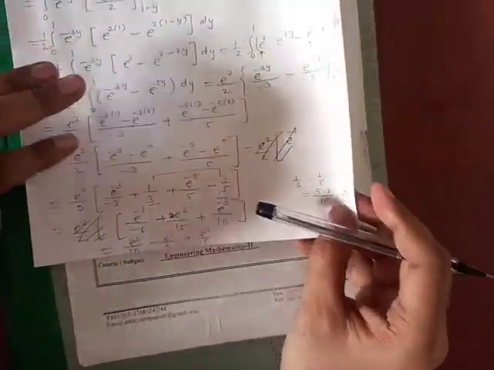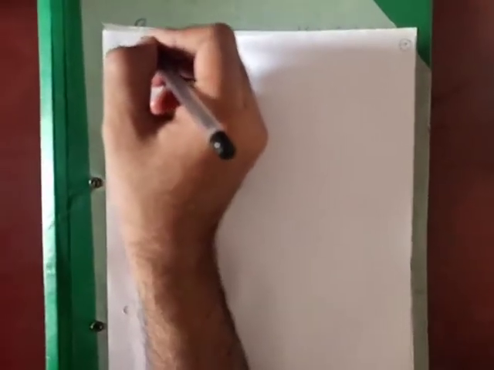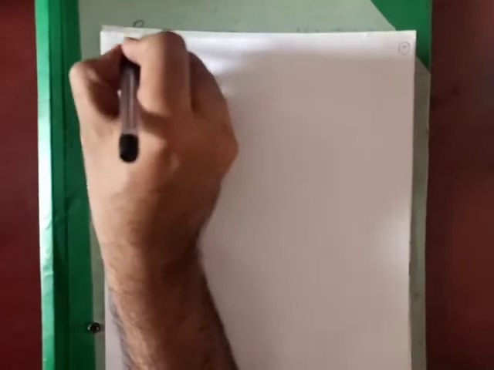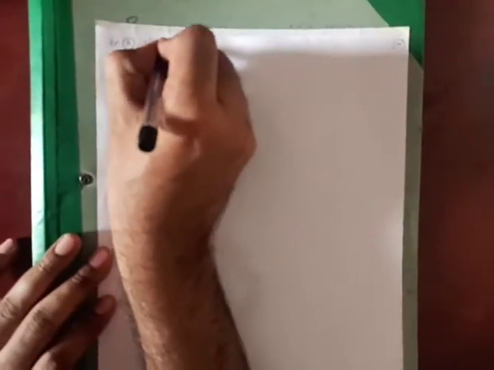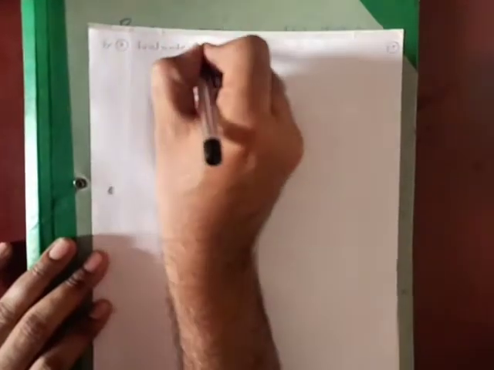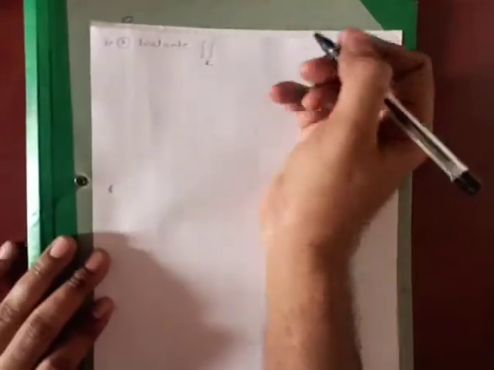Alright, this is example number 2. Alright, next question is example number how much? 3rd. Evaluate the double integration over the region R. Can you see it?